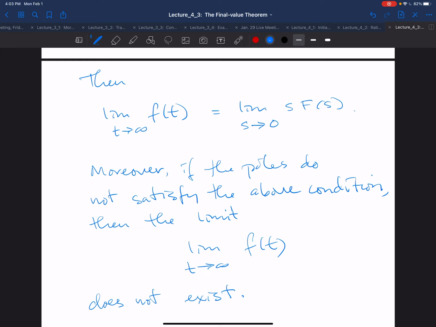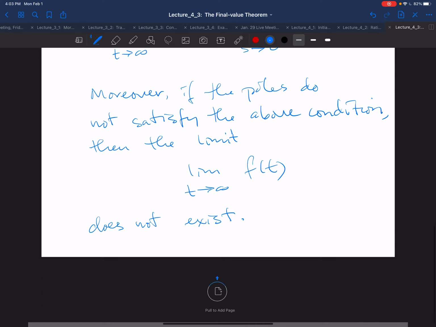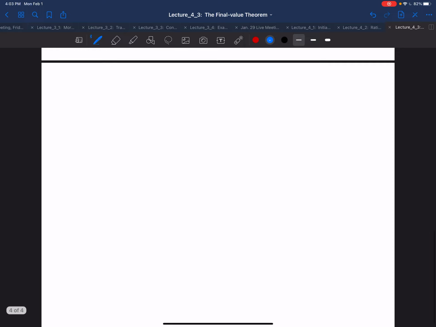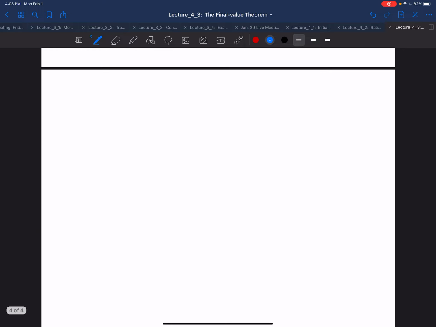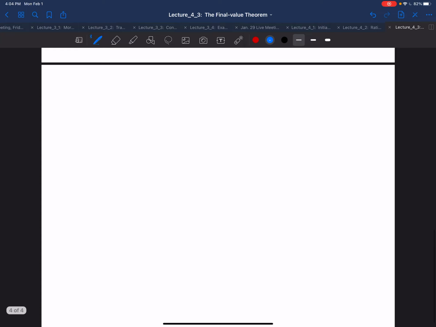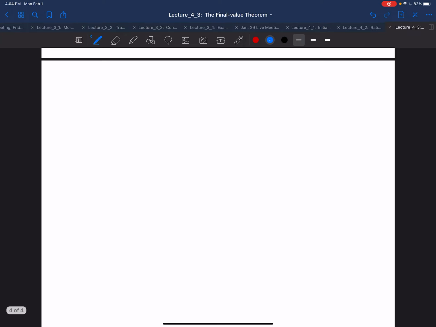And we'll actually go through the proof of this final value theorem so that you can understand things in detail. So the idea is that when it applies, this theorem lets us calculate the final value, the limit of f of t as t goes to infinity, without inverting the transform f of s. What we do have to do in order to find the final value is take the limit as s goes to 0 of s times f of s.